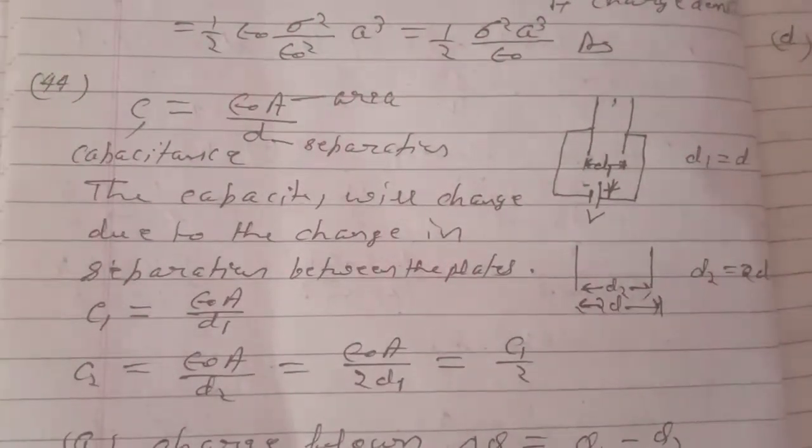A parallel plate capacitor having plate area 20 centimeter square and separation between the plates 1 millimeter is connected to a battery of 12 volt. The plates are pulled apart to increase the separation to 2 millimeter. A. Calculate the energy flown through the circuit during the process.